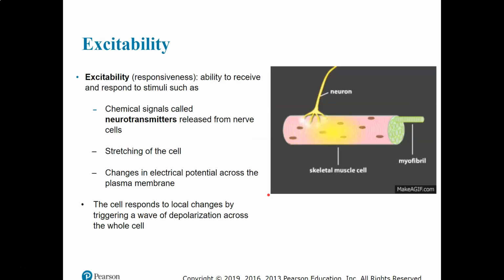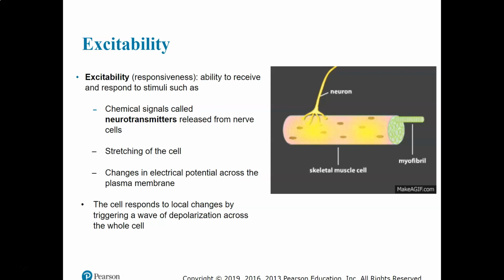So excitability or responsiveness, again, this is the ability to receive and respond to stimuli. One of the main forms of stimulus that we're going to talk about is what are called neurotransmitters that get released from nerve cells. Some muscle cells also respond to being stretched, and what these do is they cause changes in the electrical potential across the plasma membrane.